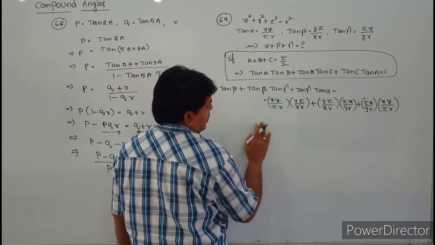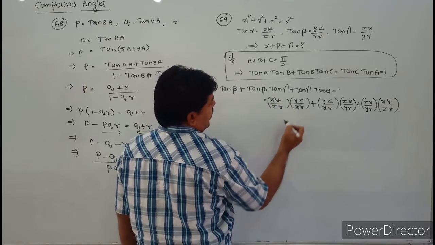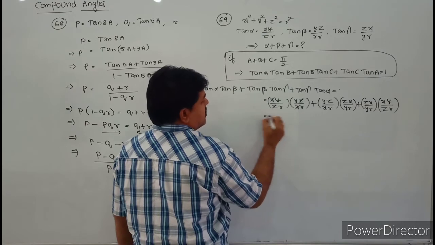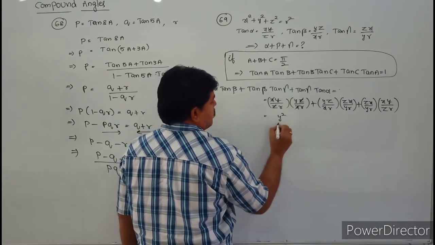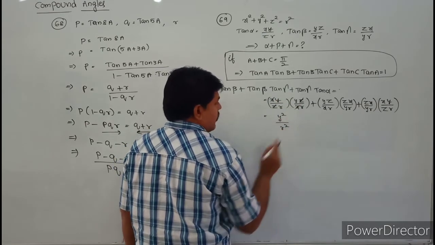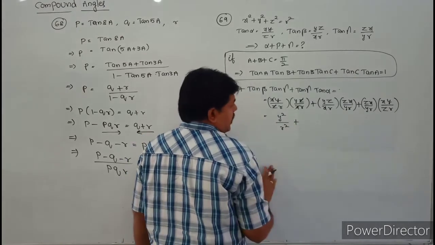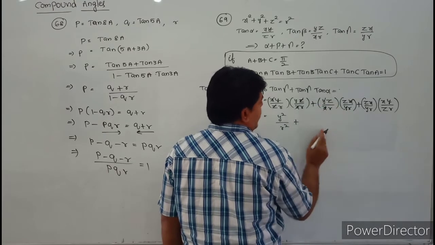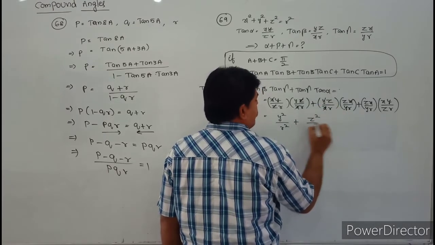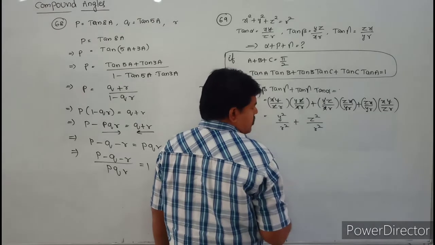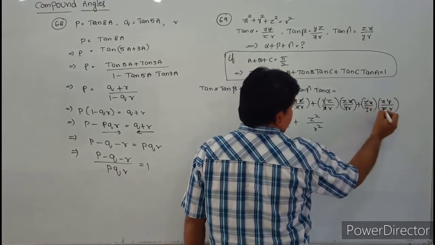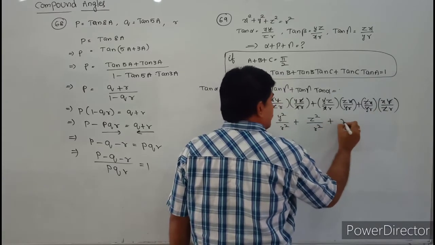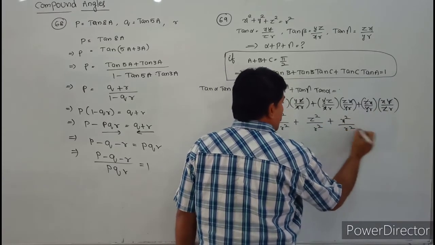So cancel the terms here students. What are the terms you can cancel? x will be cancelled and z will be cancelled. So what remains is y square by r square, plus here x will be cancelled and y will be cancelled. It will become z square by r square. Here z will be cancelled and y will be cancelled, so that is nothing but x square by r square.